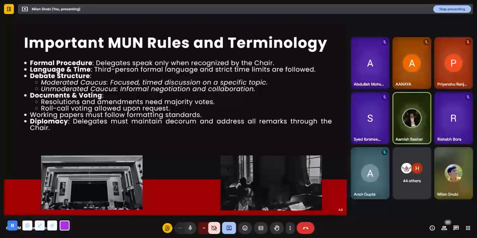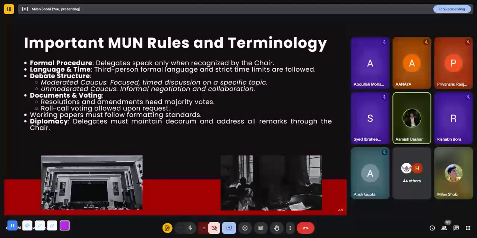First, formal procedure. You cannot just speak freely like in a classroom. You need to raise your placard and wait for the chair to recognize you. Always remember to speak in third person. For example, if you're representing Germany, you will say, the delegate of Germany believes that. This keeps the debate diplomatic and respectful, like it is in the actual UN.